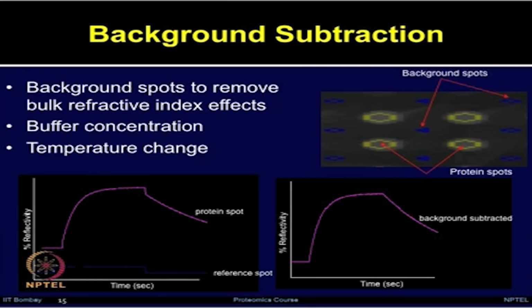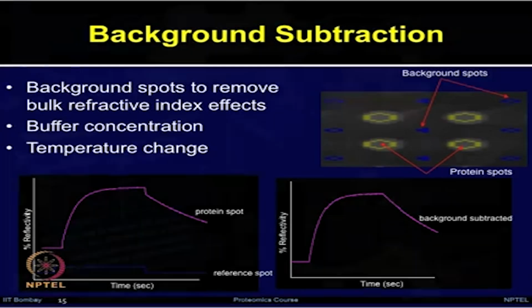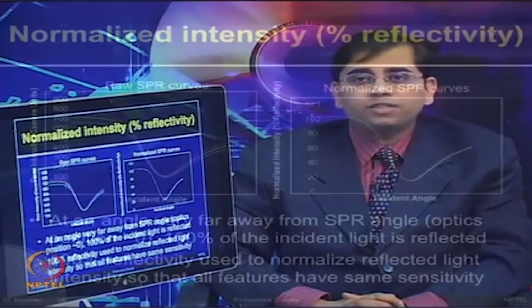and the bottom panel is showing you a graph where you can see the pink one, the protein spot signal, and the blue one is the reference spot signal. The x axis is for the time in seconds and the y axis is percentage reflectivity. The right hand side graph shows the background subtraction. So, if you subtract the reference spot generated from the software from the protein signal, then the background subtracted image can be generated.